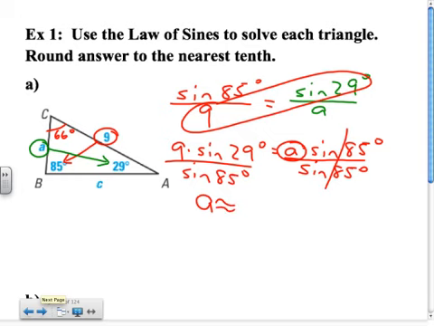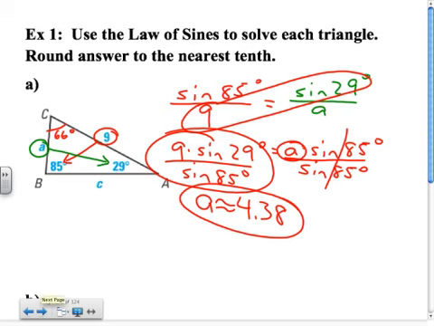A is roughly, because I know I'm going to get a decimal here, just plug all of that into your calculator. So we have 9 times the sine of 29, use parentheses where necessary, and then divide that by the sine of 85. And I'm thinking that A is going to be roughly 4.38. That should be the length of A. And then we look back at the diagram, we say, does that make sense? This angle is 29 degrees, this angle is 85. 85 is considerably larger than 29, so 9 then should be considerably larger than A. Well, I would agree that 9 is considerably larger than 4.38. That should make sense, hopefully.